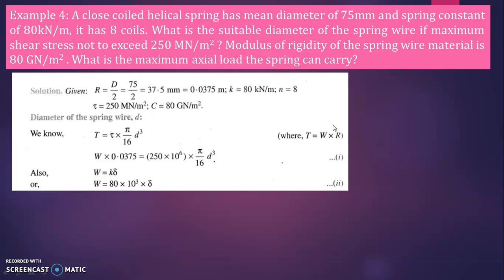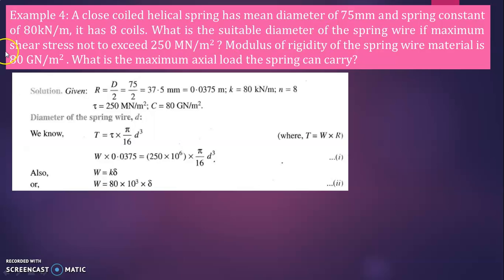So here given the mean diameter is 75 mm, so that is capital D. So capital R is 75 divided by 2, that is 37.5, and spring constant that is K or S is equal to 80 kilonewton per meter. The number of turns that is N is equal to 8. It is asked to calculate what is the suitable diameter of the spring.